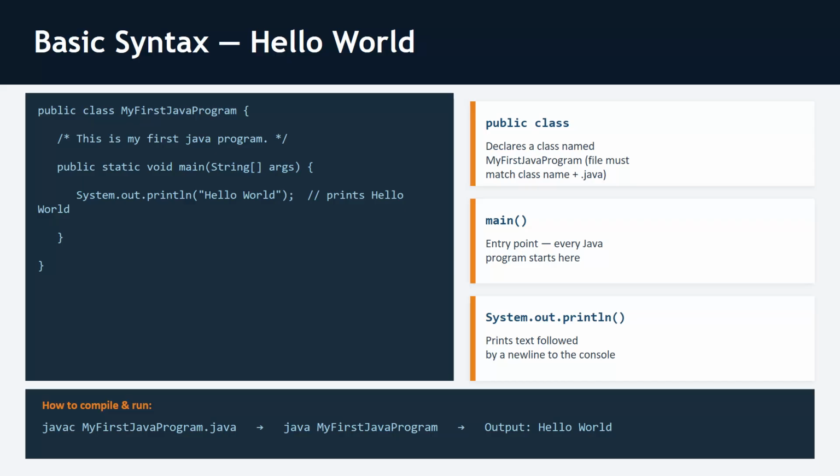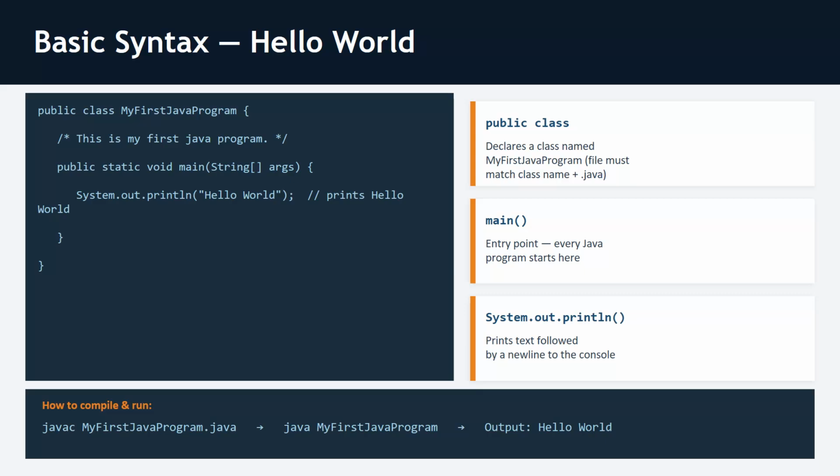Now, what is public class? We say that you declare a class named MyFirstJavaProgram, and the file name must match the class name within the Java. And the main, we say the entry point of every Java program starts here. And then you have the System.out.println, which we say is used to print a text followed by a new line to the console.